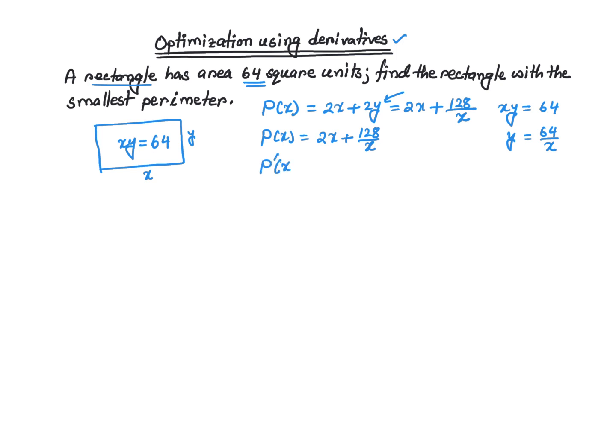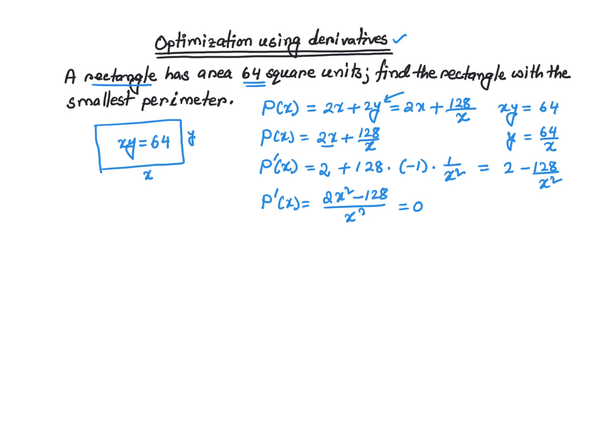So p prime of x is going to be the derivative of 2x, which is just 2, plus the derivative of 1 over x, which is 128 times negative 1 times 1 over x squared. So that's going to give me p prime of x is equal to 2 minus 128 over x squared. If I simplify it a little bit, I'm going to get 2x squared minus 128 over x squared. And I'm going to set it equal to 0.